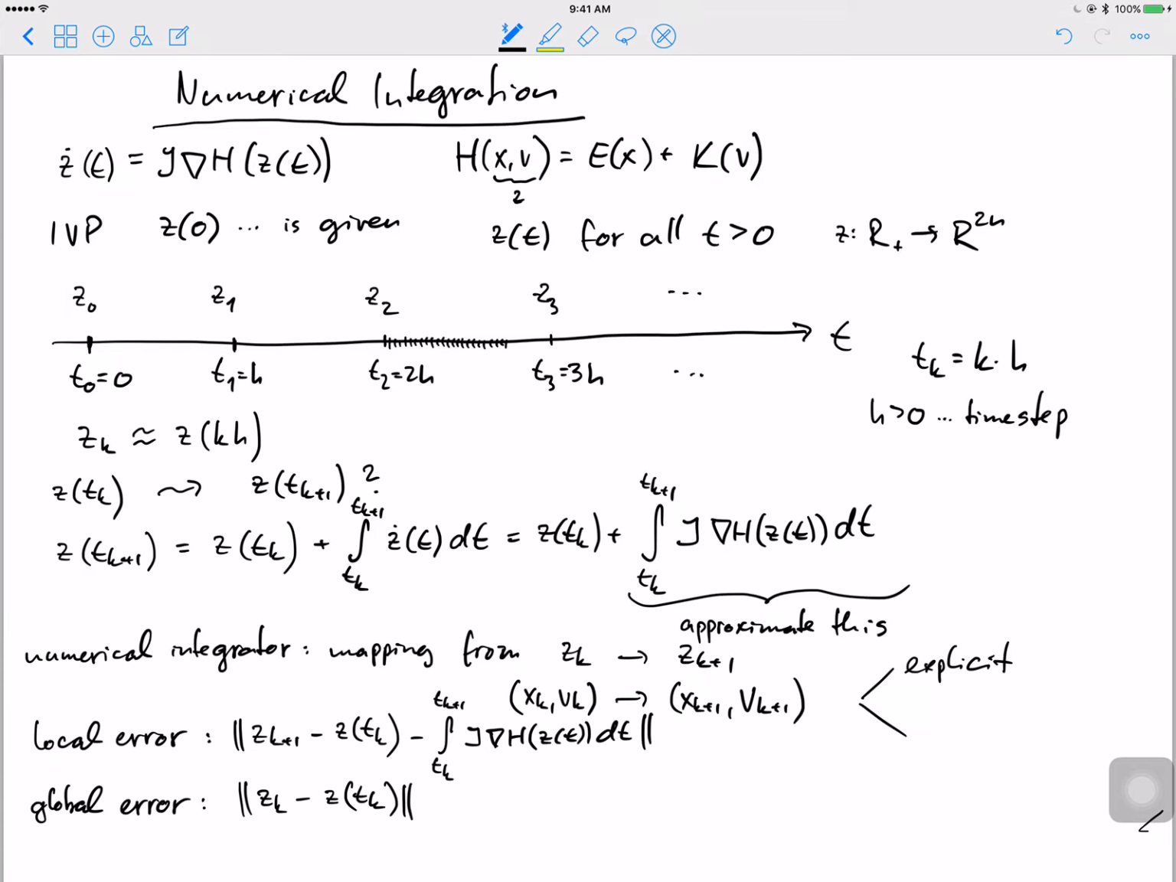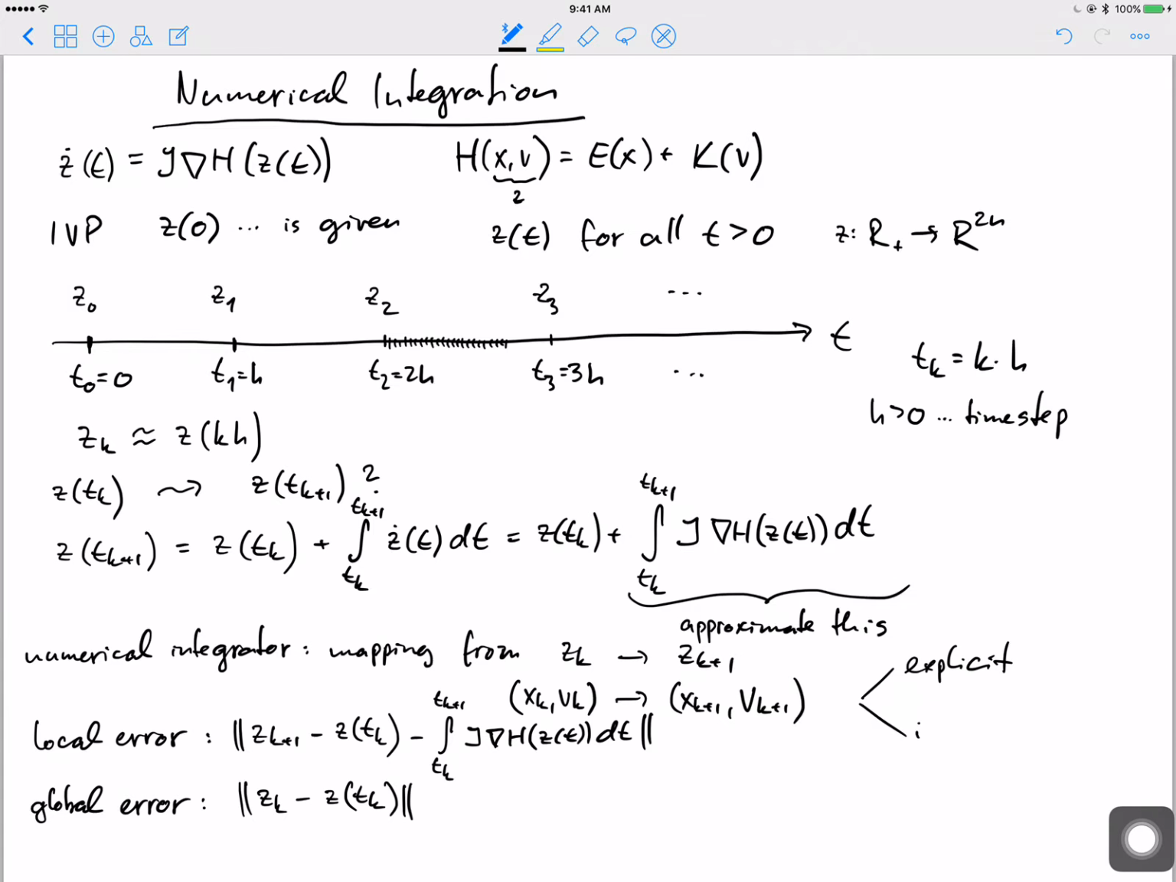And many other methods, including some symplectic methods, are examples of this category of explicit integrators, meaning you're given closed form expressions for computing zk plus 1 from zk.